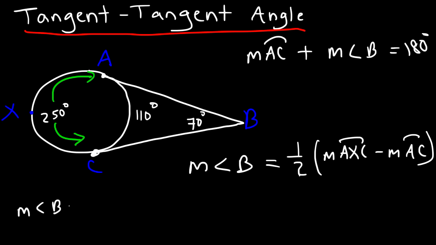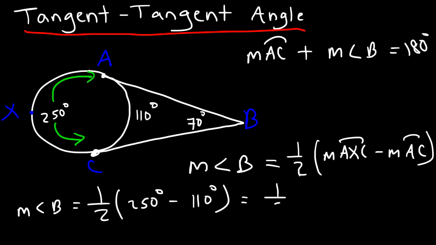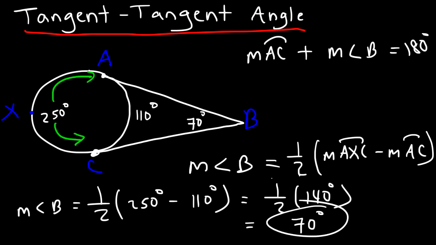So angle B is going to be 1/2 the measure of the major arc, which is 250 in this example, minus the measure of the minor arc, which is 110. So 250 minus 110, that's 140. And 140 divided by 2 is 70, which confirms this answer. So you have two equations that are related to the tangent angle situation.